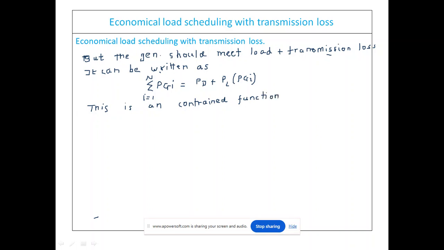This is called as constraint. Now, how to solve this optimization problem? We have objective function, we have a constraint function, and in the literature, this can be solved by using a Lagrangian function. So, defining a Lagrangian function.